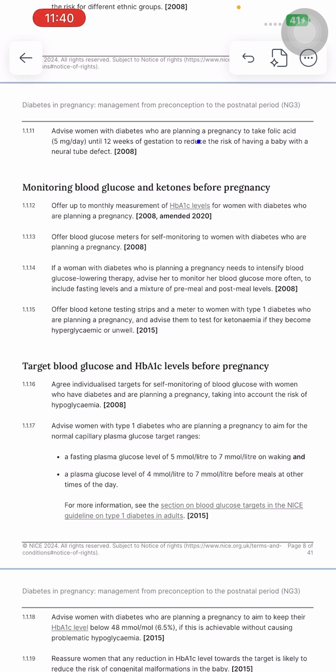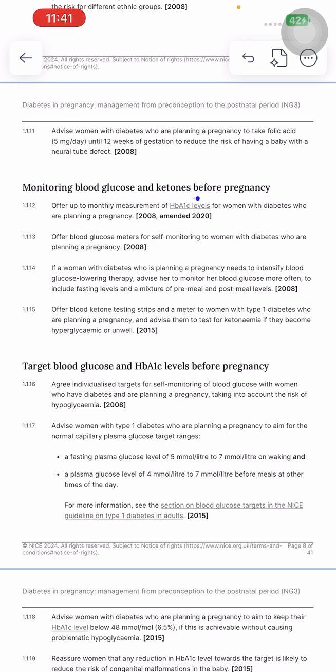Advise women with diabetes who are planning a pregnancy to take folic acid 5 mg per day until 12 weeks of gestation to reduce the risk of having a baby with a neural tube defect. So in which cases do you have to give 5 mg folic acid? Those patients who are obese, BMI of more than 30, and those having type 2 diabetes mellitus. And the other indication is in patients with sickle cell anemia and those having thalassemias. These are the indications for giving folic acid 5 mg. Otherwise we will give 400 microgram.